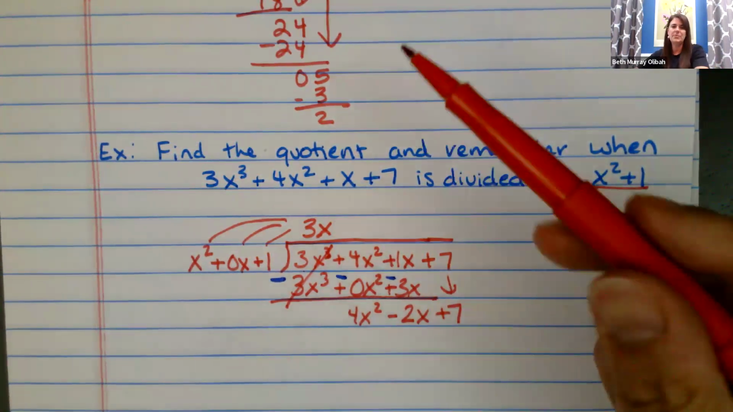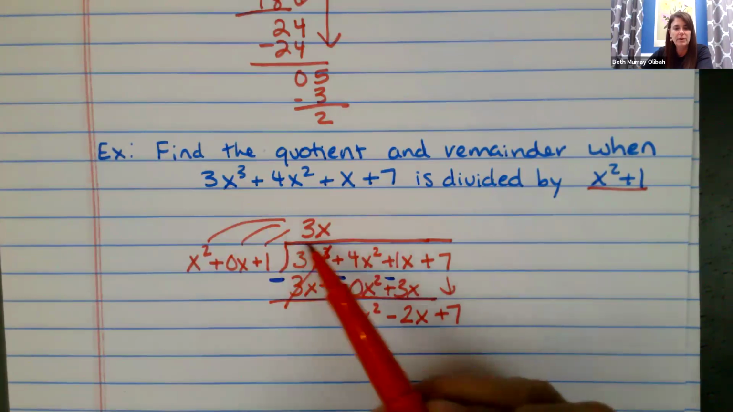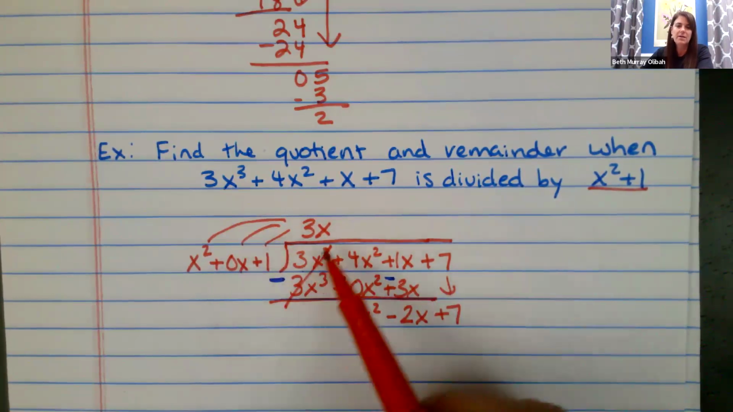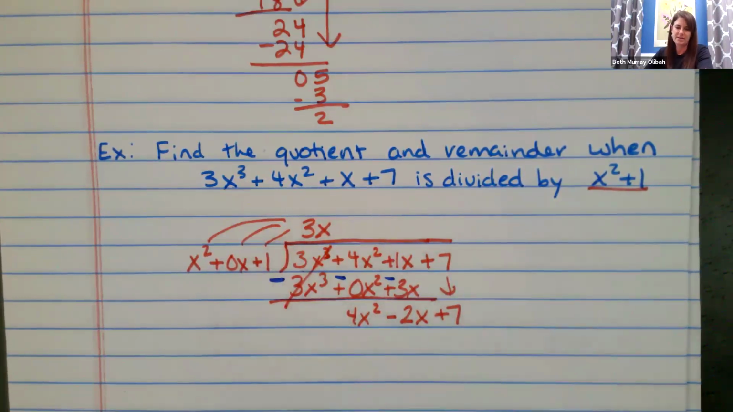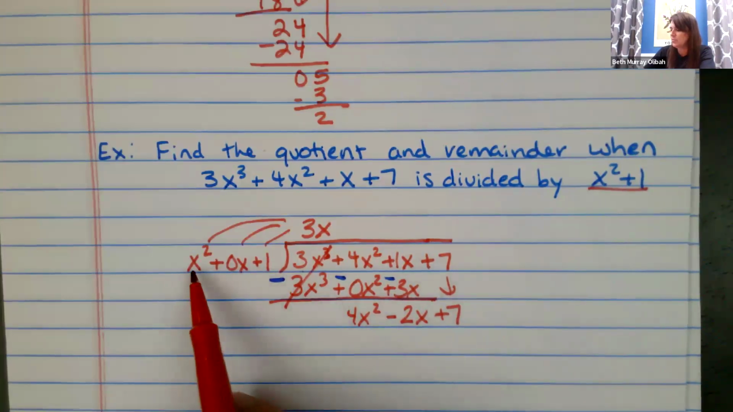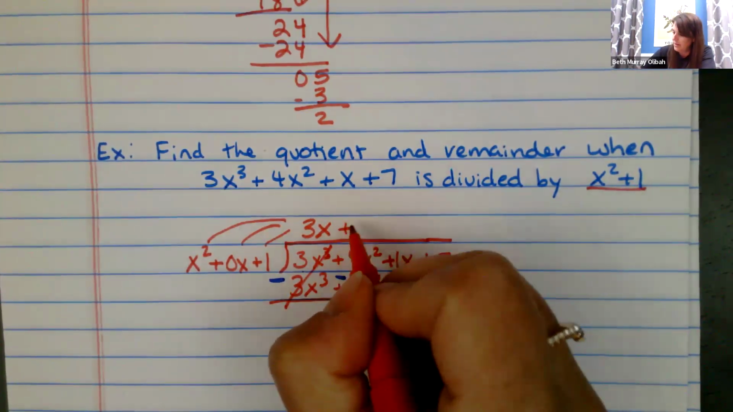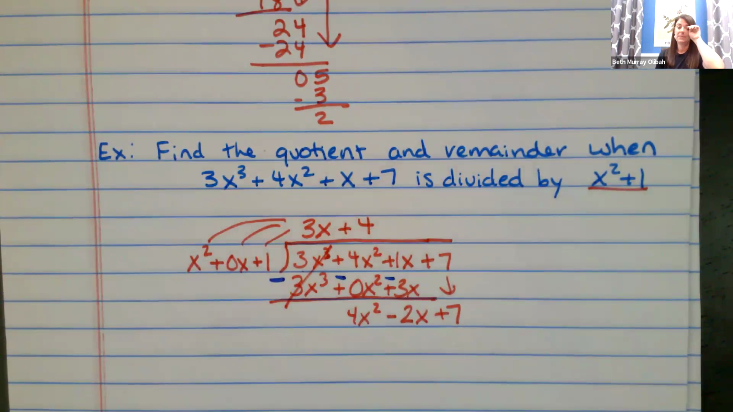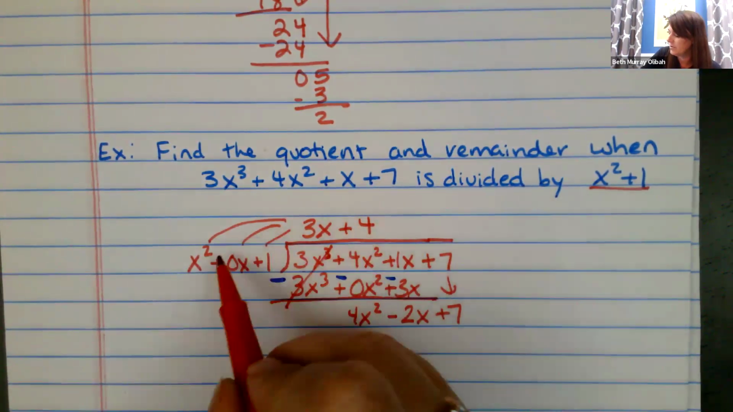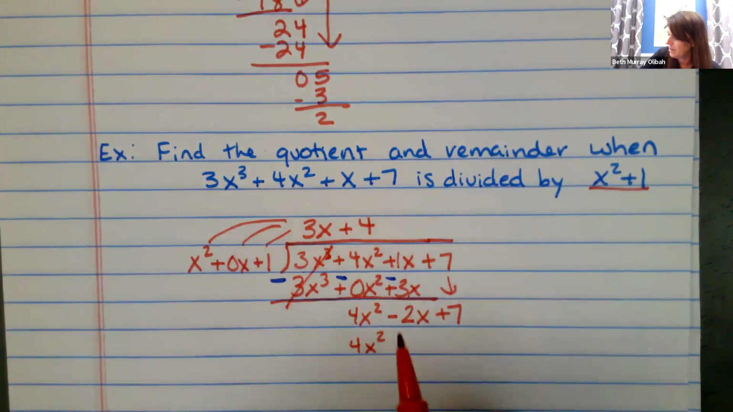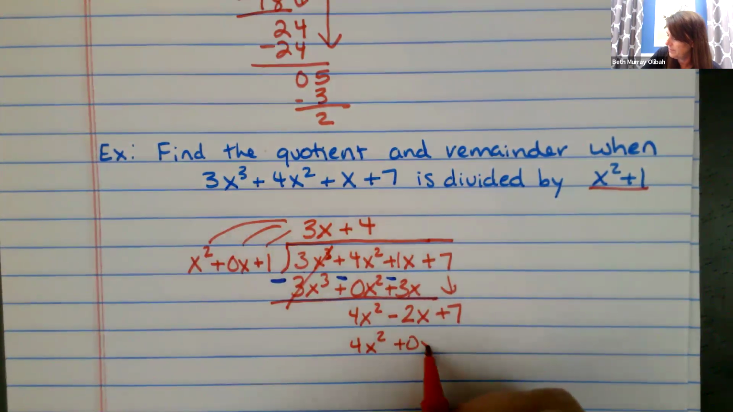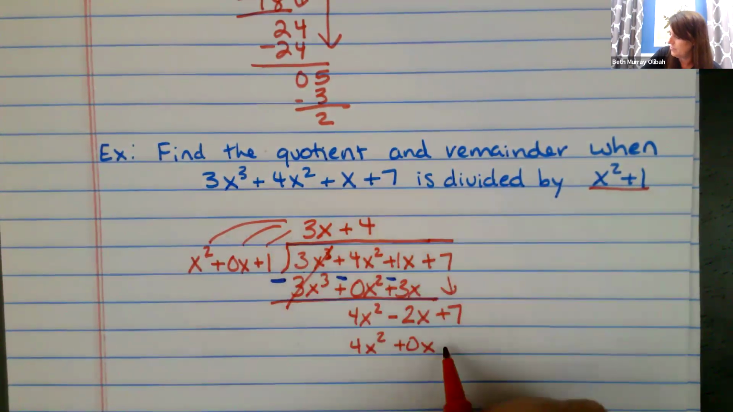So we did the same steps we did up there. I picked what went here, multiplied it, subtracted, and then brought down the next thing. So now we start again. Now what would I need to multiply x squared by to match 4x squared? Well, all I need is the 4. So now I multiply. 4 times x squared, 4 times 0, 4 times 1.